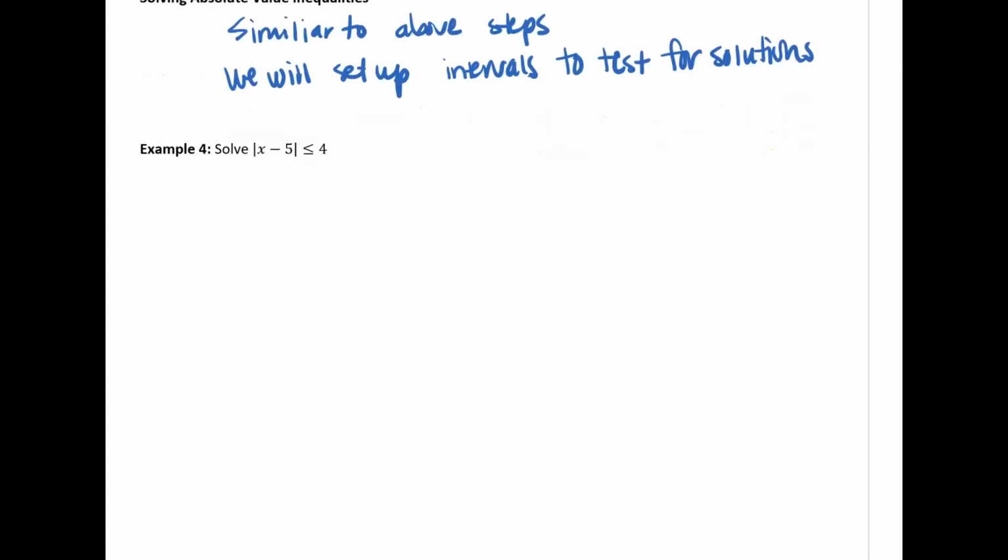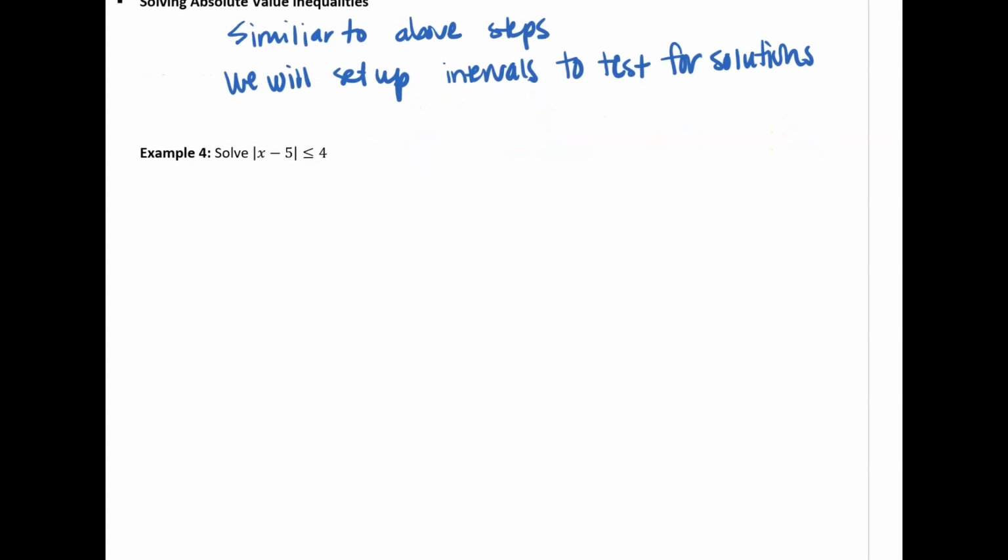So let's look at that and see what we're doing here. It says solve, and it has this absolute value. So for part 1, we're going to treat this like we did in the previous example. We're going to isolate the absolute value bar. We're just going to treat it like an equal sign for now.